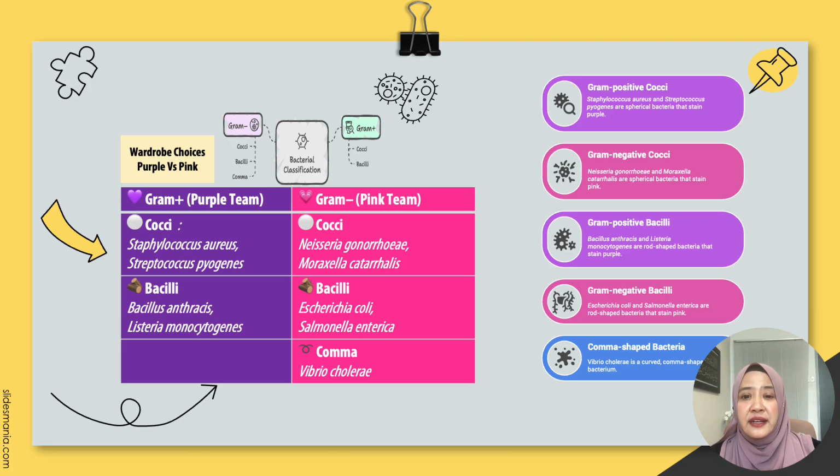So bacteria are classified either as being gram-positive, which will appear purple under the microscope, or gram-negative, which will appear pinkish red under the microscope. So examples of gram-positive cocci include Staphylococcus aureus and Streptococcus pyogenes, and gram-positive bacilli include Bacillus anthracis and Listeria monocytogenes. In the gram-negative or pink team, we have gram-negative cocci such as Neisseria gonorrhoeae and Moraxella catarrhalis. You've got your bacilli, you've got E. coli, Klebsiella, Enterobacter, Citrobacter, Salmonella, Shigella, Pseudomonas. And you've got your comma-shaped gram-negative bacteria, such as your Vibrio species.